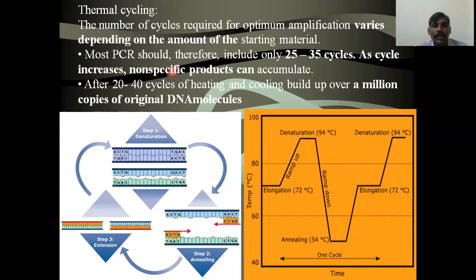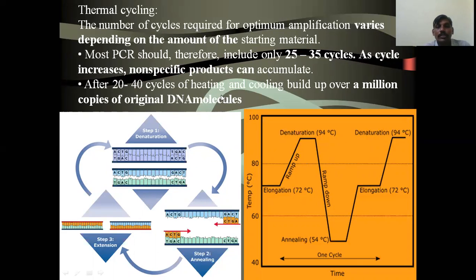The PCR mechanism is based on thermal cycling. The number of cycles required for optimum amplification varies depending on the amount of the starting material. Normally in the PCR mechanism, 25 to 35 cycles are operated, and if the cycle number or amplicon size increases, template DNA size increases, non-specific products can accumulate. So that's why the tiny DNA molecule is nearly 50 kilobase pairs.